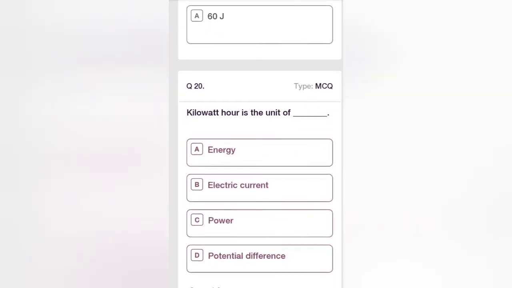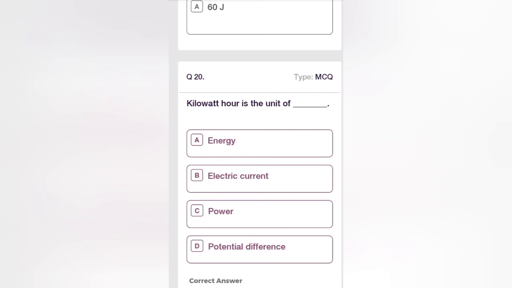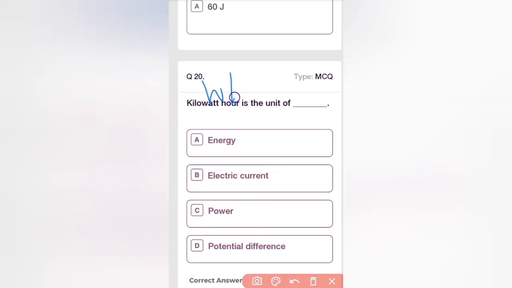Kilowatt hour is the unit of watt hour, kilowatt hour. It is the unit of energy. That is power into time. Unit of power is kilowatt and unit of time is hour. So power into time is energy. So electric energy is the correct answer. Option A is the correct answer.